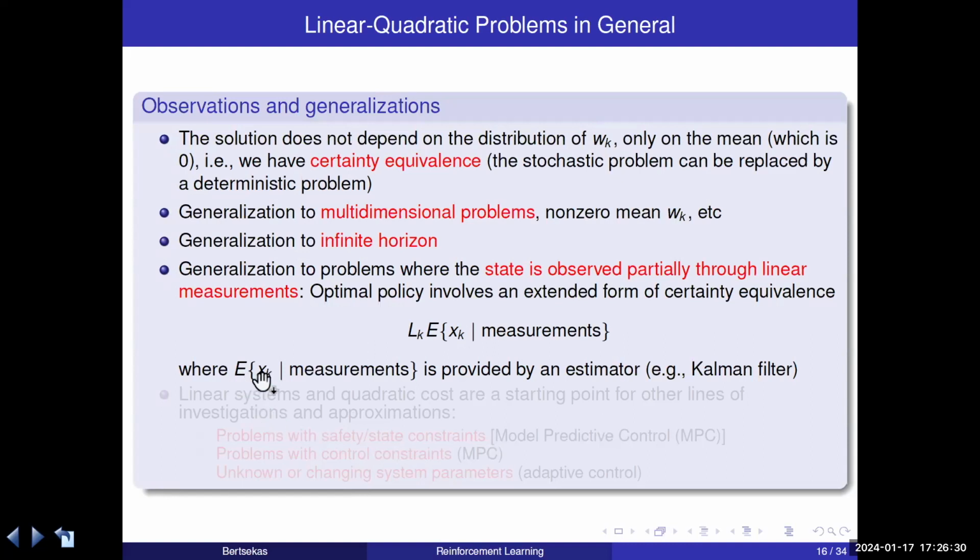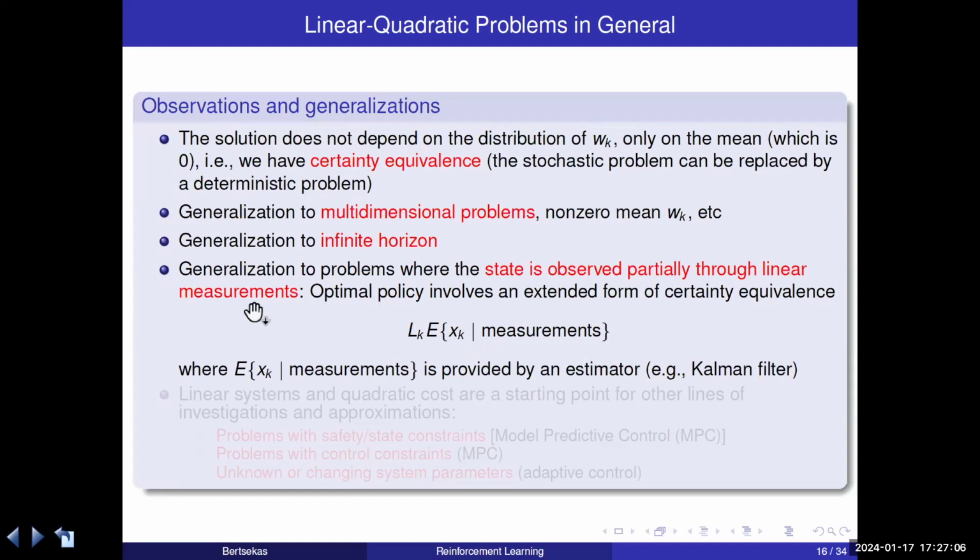Now, this expected state given the measurements is provided by an estimator. You estimate the state given the measurements. This estimator is the famous Kalman filter. All of this has a tremendous amount of theory behind it over a period of 60 years in control theory. And this is a remarkable result that certainty equivalence holds even in the case where you have partial observation of the state.